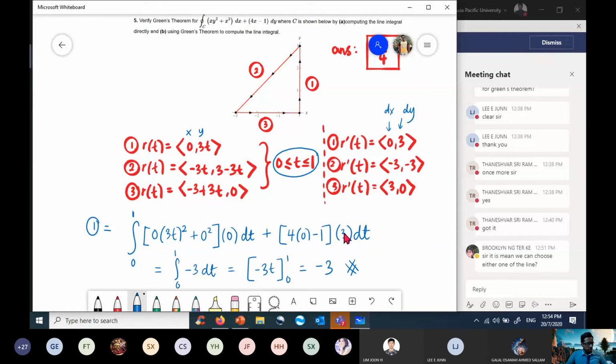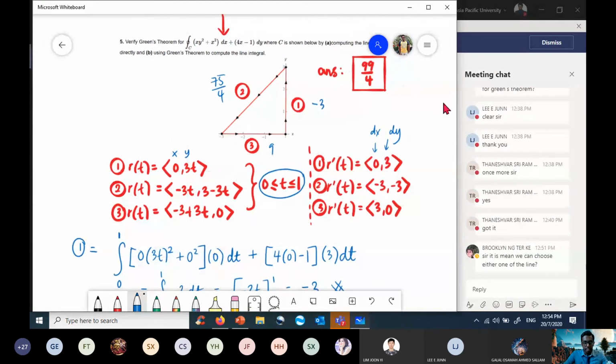I do the same process for line number 2. For line number 2, I got 75/4. For line number 3, I do the same process again, and I get the answer is 9. So adding all three numbers is what gives me 99/4 at the end here.